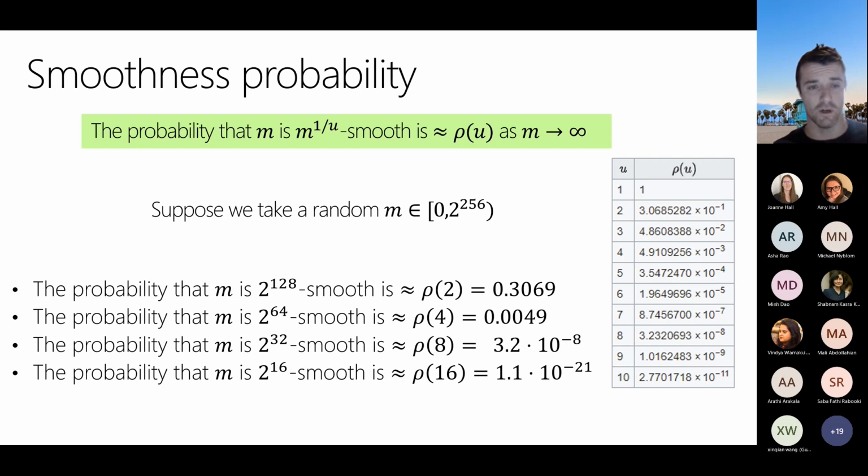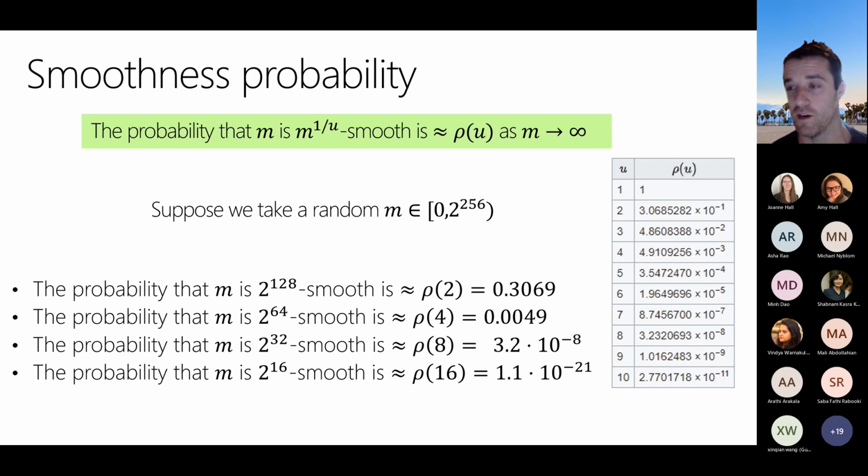But essentially all we need to know for the next few slides is this. Suppose we're looking for a random 256-bit number for which we don't want either of the factors to be larger than 2 to the 128. If we're talking in terms of bit lengths, you want the largest prime divisor to be no bigger than half the size of the number itself. In that case, you would set u to be 2, and the probability that a number of that size is 2 to the 128 smooth is given by this Dickman function evaluated at 2. And this is just a table lookup.